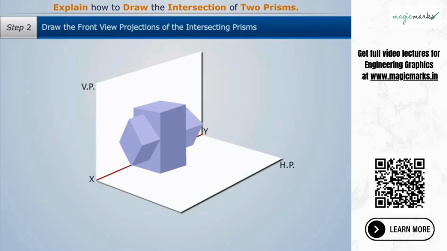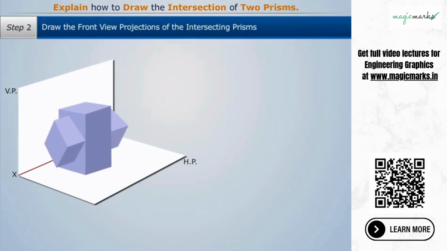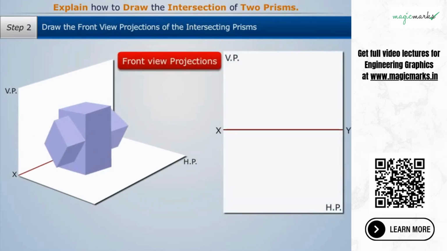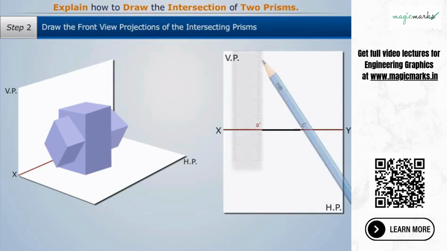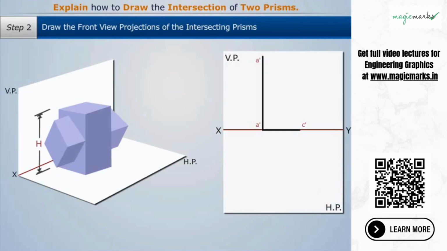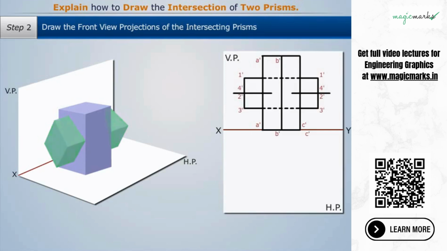In the second step, we draw the front view projections of the intersecting prism. So, on the reference line XY, let's draw a line A'C' of length equal to the side of the square prism, and another line, say A', of length equal to the height of the square prism. Now draw another rectangle, say 1', 1', 3', 3', to represent the other prism.